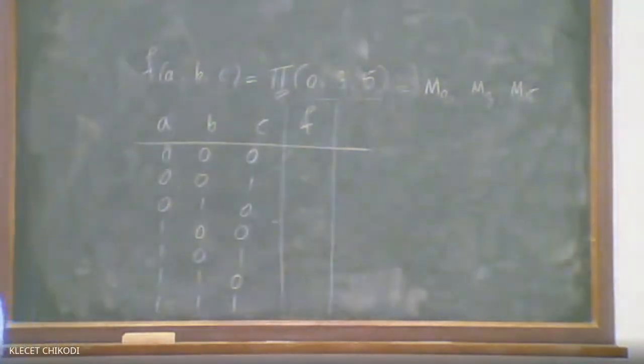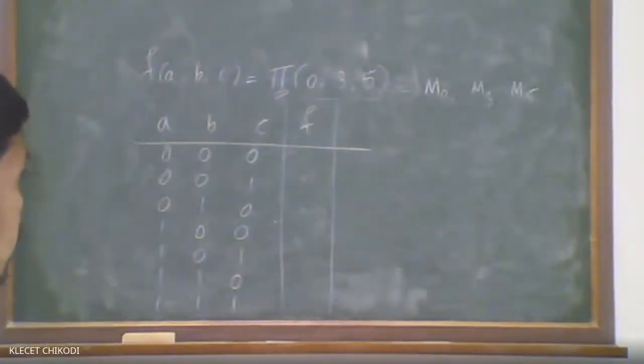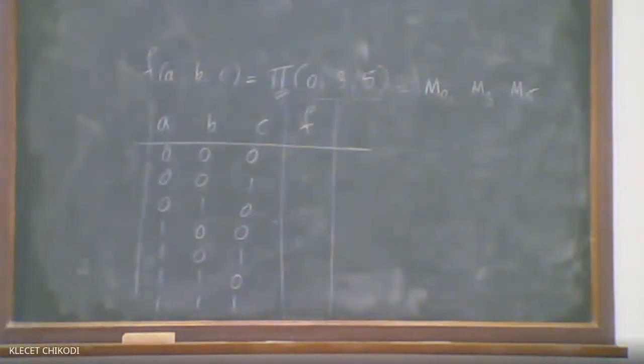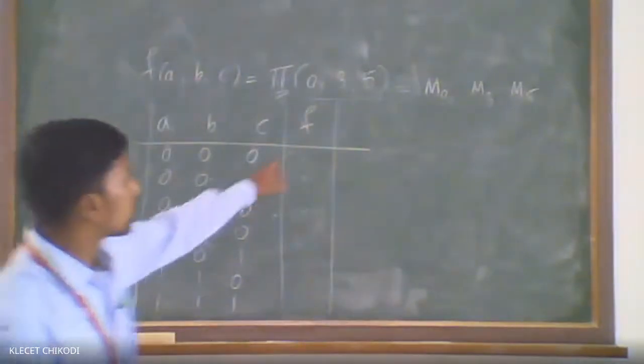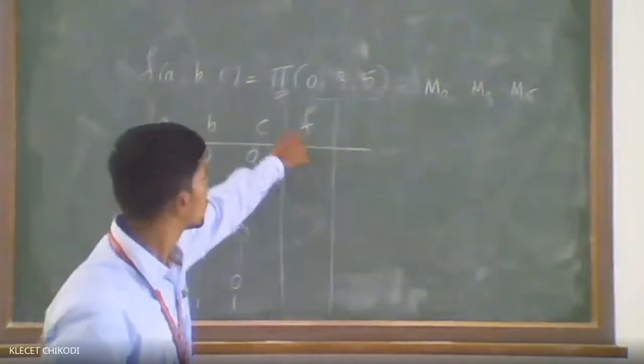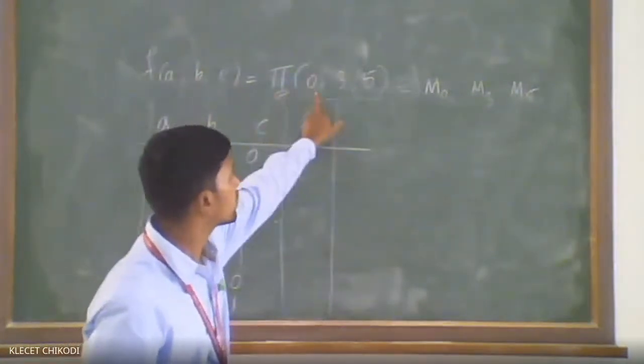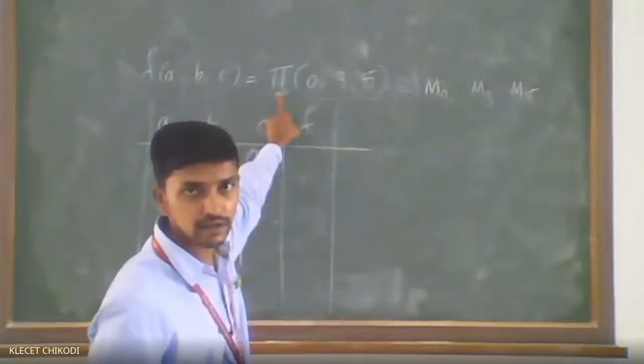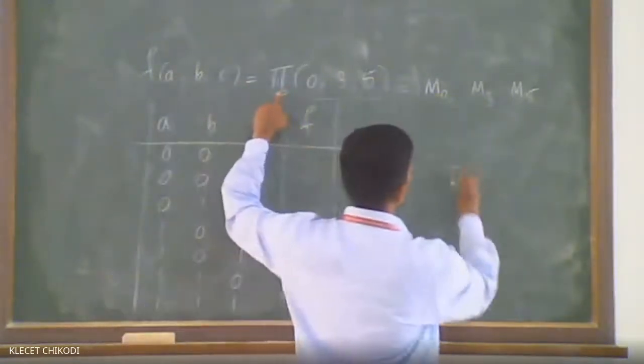Fine. These are the input combinations we will get for the function of ABC, that is for 3 variables. They have mentioned already here, they have given this one, Π of 0, 3 and 5. And since it is a max term, we have to consider the POS.